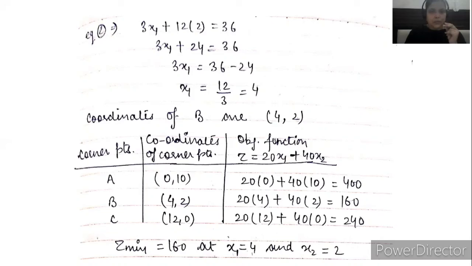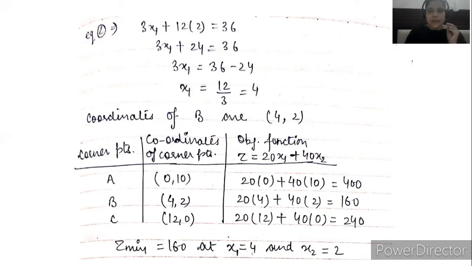3x1 plus 12 into 2 is equal to 36. 3x1 plus 12 into 2, which is 24, is equal to 36. 24 becomes negative on the right hand side. Thus, x1 is equal to 12 by 3, that means 4. The coordinates of B are 4 and 2. Now you have the coordinates of all the corner points, that means A, B and C. The coordinates for point A are 0, 10, B is 4, 2 and C is 12, 0.